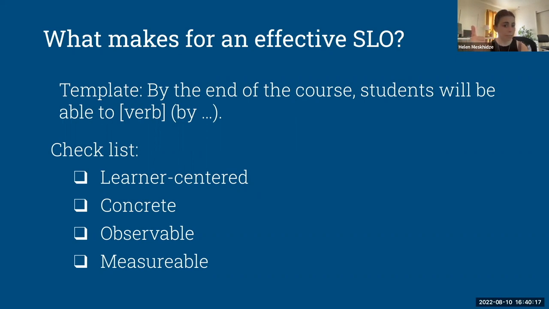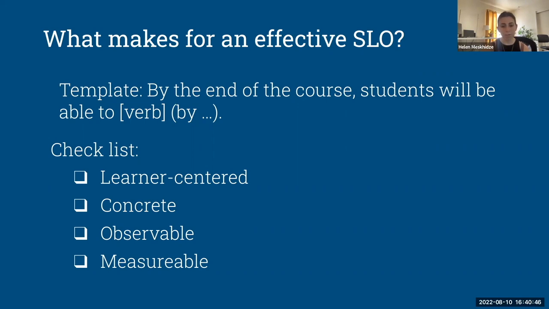So you want it to be learner-centered, obviously, because you want it to center the student. You want it to be concrete and specific, like what is it that they're going to be doing? You want it to be observable in order to assess it, and you want it to be measurable as well in order to assess it and assess progress towards it. Okay, so with that in mind, I want to give you some examples of verbs, and people tend to use Bloom's taxonomy for filling in that verb slot.